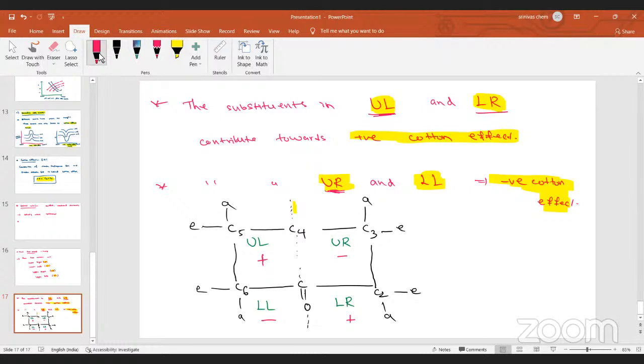And this is the C1 carbonyl group, C2, C3, C4, C5, C6. One plane bisects this carbonyl group, one side is the right side and the other side is the left side. And here the upper side, lower side. So this C3 is the upper right, C5 is the upper left, and C2 becomes lower right, C6 becomes lower left. So according to the octant rule, the substituents in upper left and lower right contribute the positive Cotton effect, and the substituents in upper right and lower left contribute the negative Cotton effect.